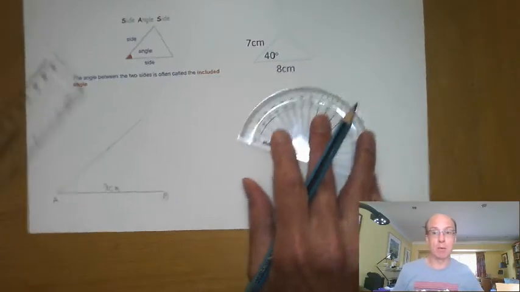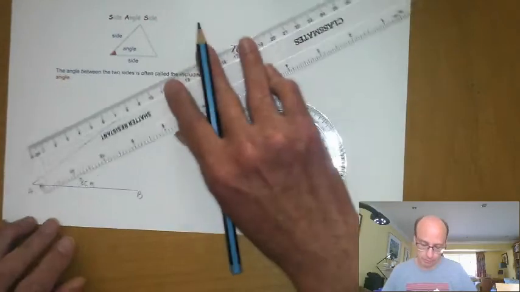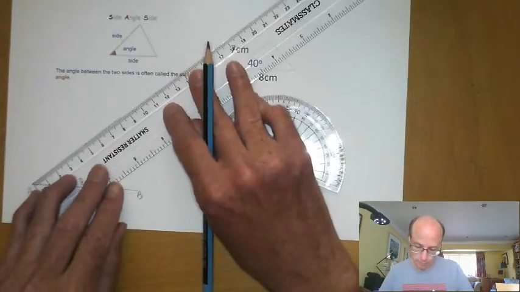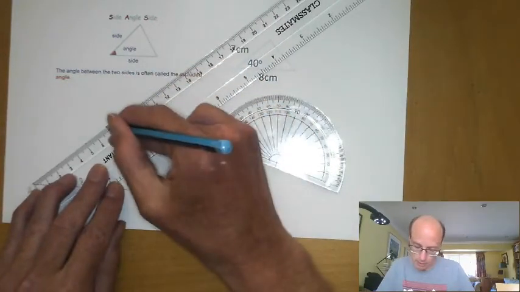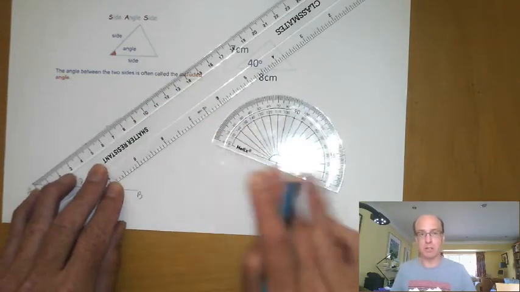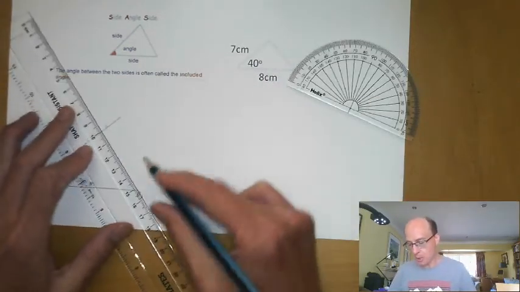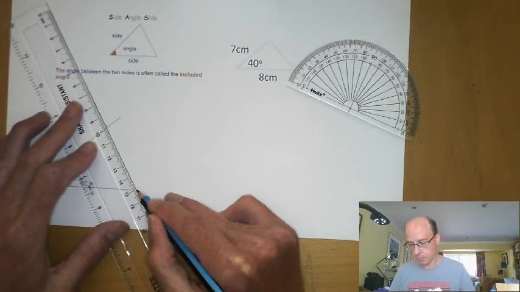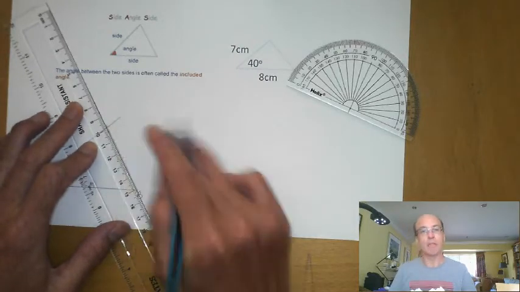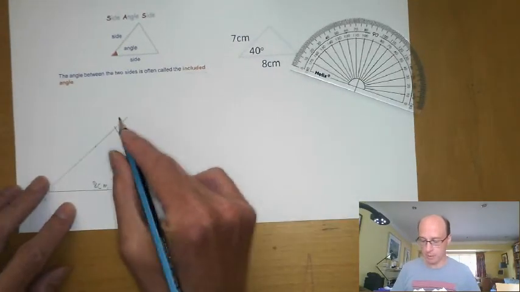Okay, I'm then going to take my ruler and I'm going to measure 7 centimetres. 7 centimetres is there. So I connect that point up with point B. I've now drawn my triangle ABC.